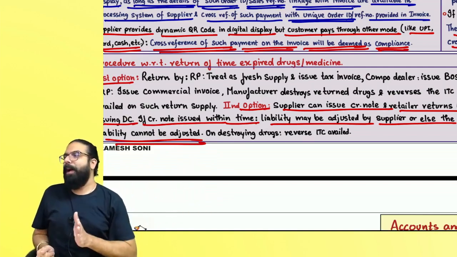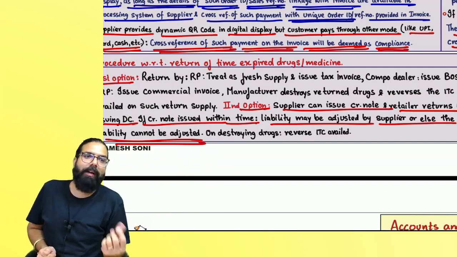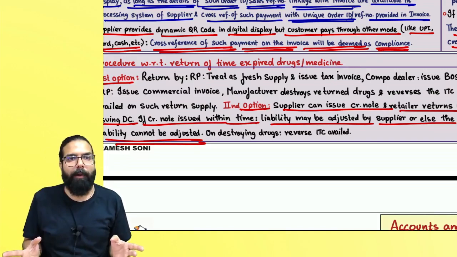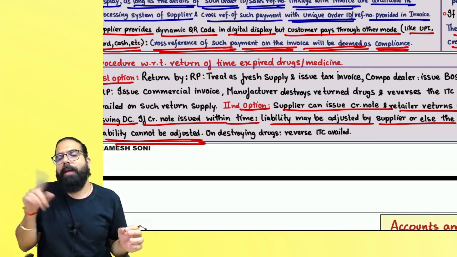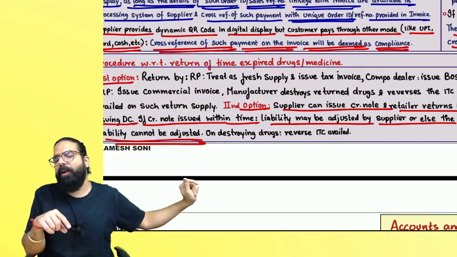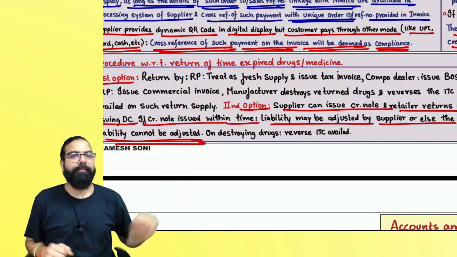When you receive the expired drugs, destroy the drug. Whatever ITC you had taken on the expired drugs, you have to destroy that ITC also. Did you guys get my point, everyone? I bought powder, I made medicine, I supplied the medicine. If it is returned within time, I will give you a credit note. Correct? When I destroy the medicine, ITC will be destroyed.